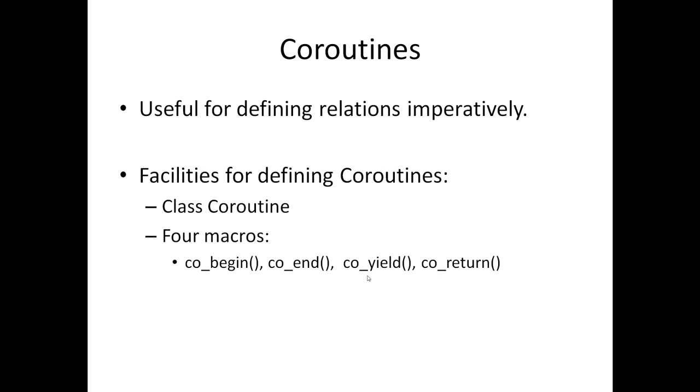Let's now talk about coroutines first. As I said, coroutines turn out to be a very useful facility for defining relations imperatively in C++. And for this purpose, for defining coroutines, we have a few primitives that are provided by Castor. The first is a class called coroutine, and then we have 4 macros: cobegin, coend, coyield, and coreturn. Let's just quickly take an overview of what coroutines are and how to define them in C++.